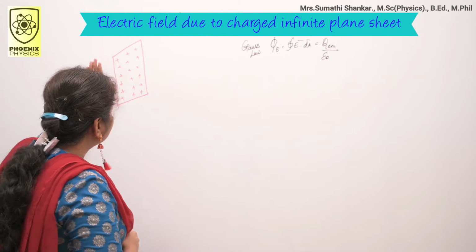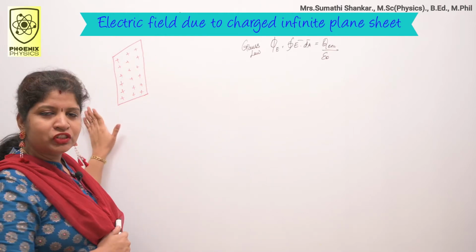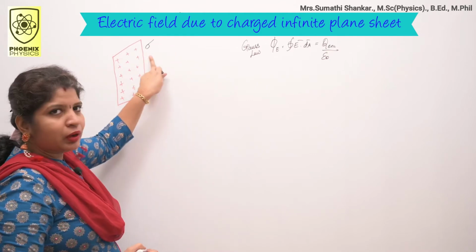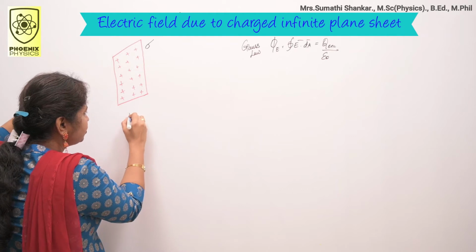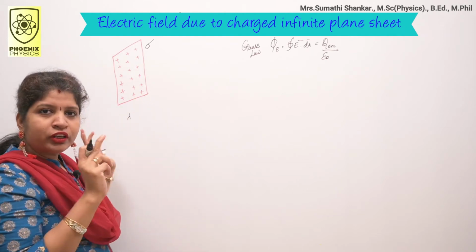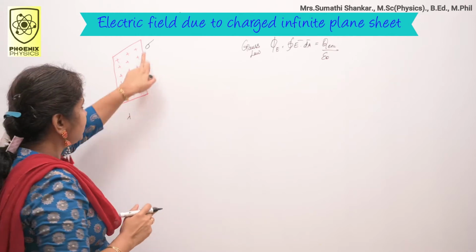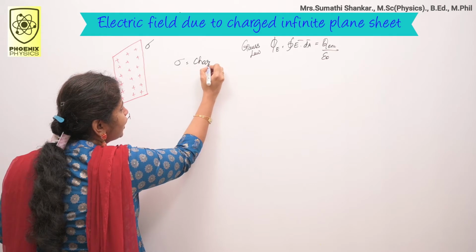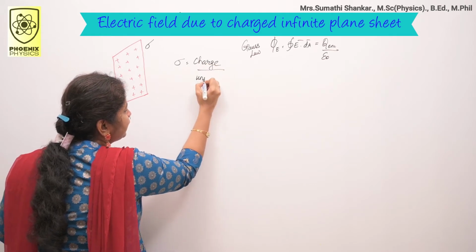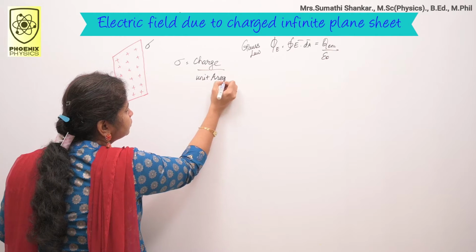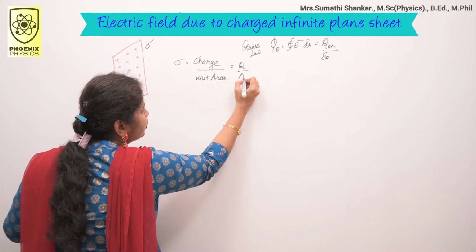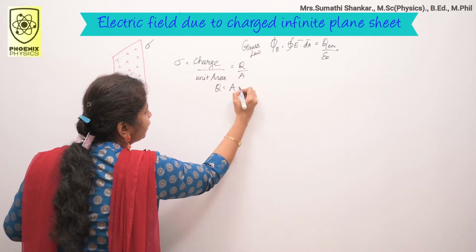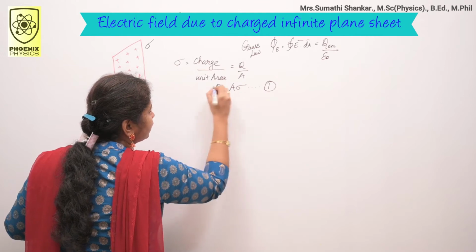Consider an infinite plane sheet of charges with uniform surface charge density sigma. If it is linear charge density, it means lambda. Here I am going to calculate surface charge density, that is sigma. Sigma formula is sigma is equal to charge per unit area, that is Q by A. Suppose if you want to find out Q, you can write A sigma. This is our equation 1.